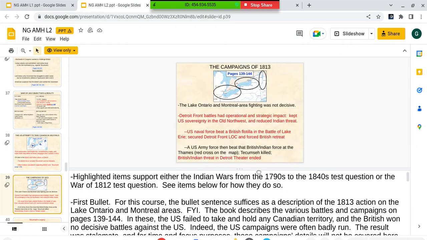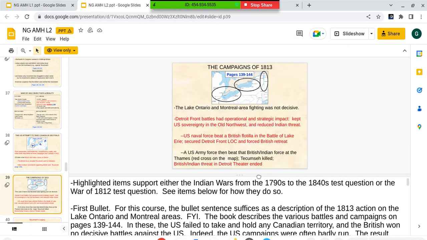In the next slide, we talk about how the Detroit front battles had operational and strategic impact. They wanted to keep U.S. sovereignty in the Old Northwest, and they wanted to reduce the Indian threat. Okay, we talked about that. There was also the United States Naval Force, which beat a British flotilla in the Battle of Lake Erie. Lake Erie was a big deal because the U.S. Navy was able to defeat the British occupation of Lake Erie, and that helped to secure the Detroit front line of communications and forced the British to retreat.